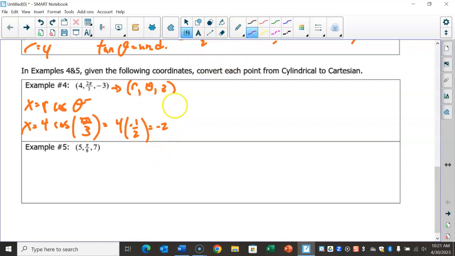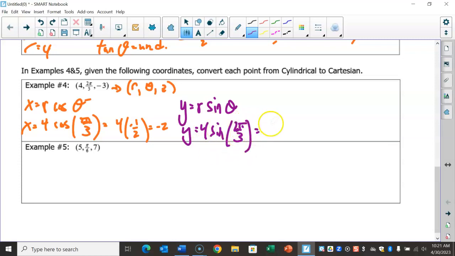And we're going to continue on with this one. We're going to do now y equals the exact same thing. The only difference is now instead of using cosine, we'll use sine. And so we're going to just go ahead and plug in as we see here. We get the 4 for our radius. We're going to take the sine of 2 pi over 3. Sine is positive in quadrant number 2, and it's the square root of 3 over 2. So we get 4 times the square root of 3 over 2. And then we get the positive answer of 2 square roots of 3 as our answer for this.